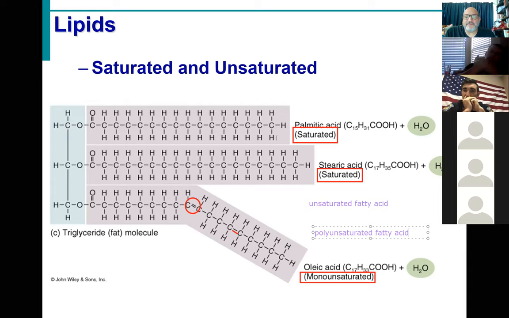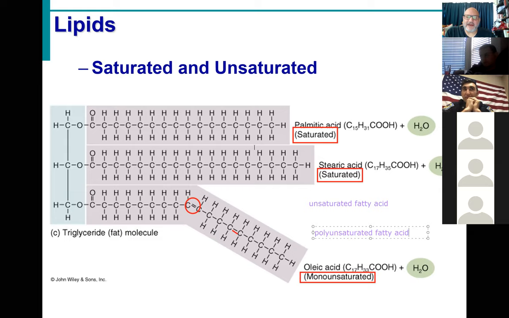You may not have thought of the difference between saturated and unsaturated fats or mono versus poly, but you did know something about them. Give me an example of a saturated fat. Butter. Give me another one. Lard, shortening, all of those are saturated fats. Give me an example of an unsaturated fat. Vegetable oil, olive oil, right? What's the big difference between those two things? One's liquid and one's solid.